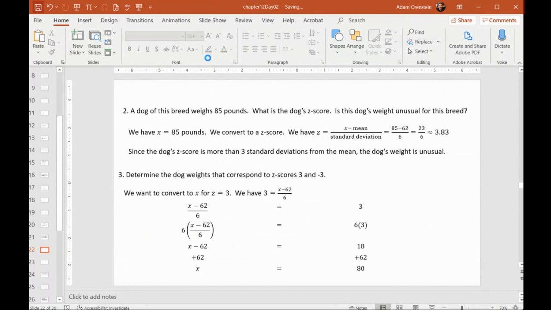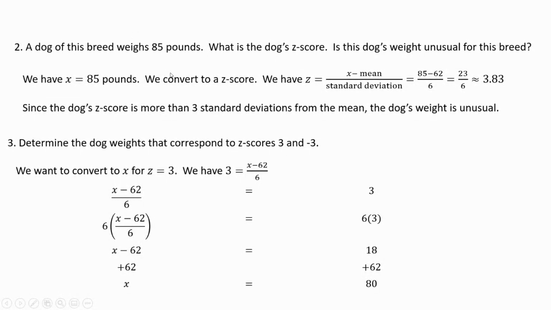So the z-score is bigger than 3. And as on the slide I just showed you, if you have a z-score greater than 3 or less than -3, the value is pretty unusual. So here the z-score is greater than 3, 3.83. So this data value is not common. It's pretty unusual to happen. So 85 pounds is not something we would expect from this dog breed. For a dog from this breed to weigh 85 pounds, that's unusual. That's what we're saying.